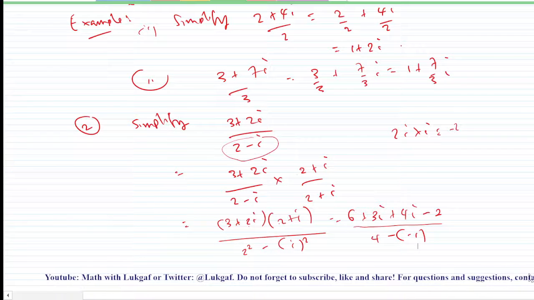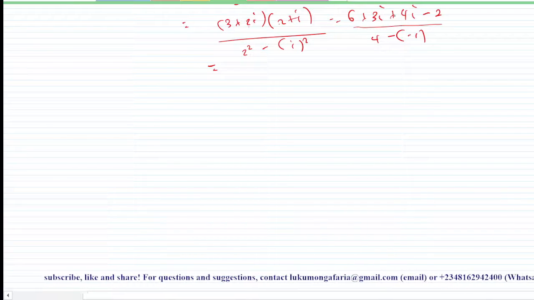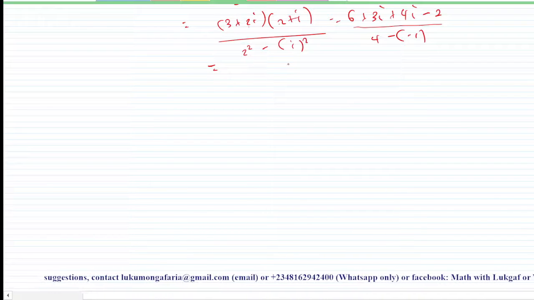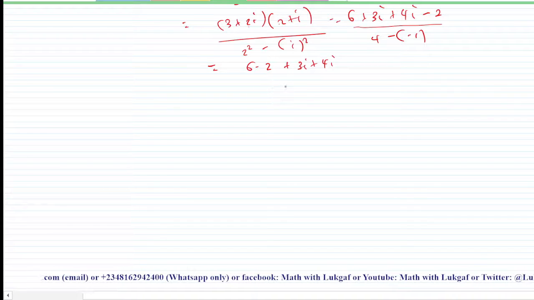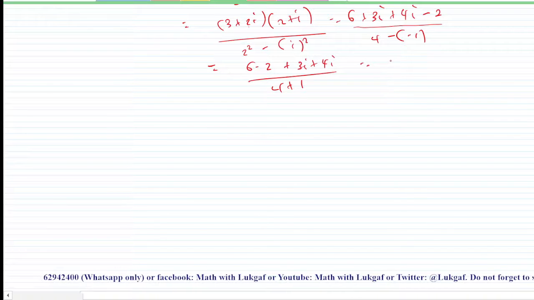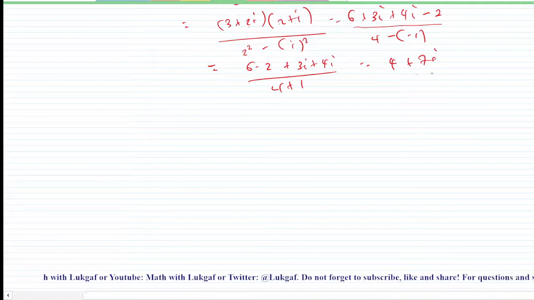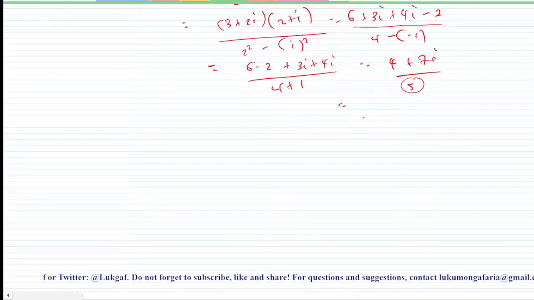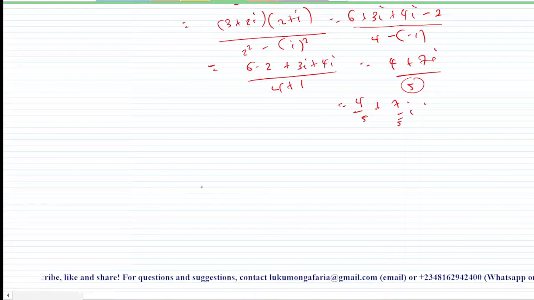So then if you simplify further, don't forget if you have to add or subtract two complex numbers, what you are going to do is to combine the real part with the real part, imaginary with the imaginary. Then I'm going to have 6 minus 2 plus 3i plus 4i divided by 4 plus 1. That's going to give me 4 plus 7i divided by 5. Then you will now have a real number, you can divide each of the terms. That's 4 over 5 plus 7 divided by 5i. You can see it is very simple.